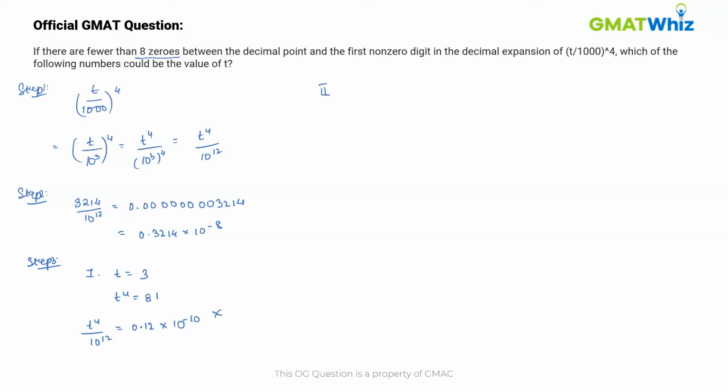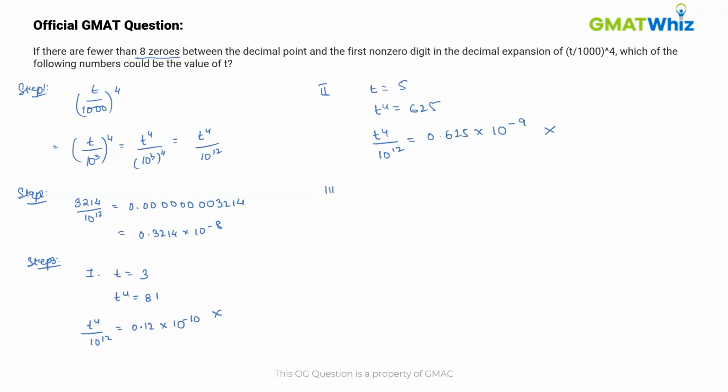In option 2, we have the value of t as 5. Then t^4 is equal to 625, and therefore t^4/10^12 will be equal to 0.625 multiplied by 10^-9. This means that there are 9 zeros between the decimal point and the first non-zero digit, and hence we reject option 2 as well.